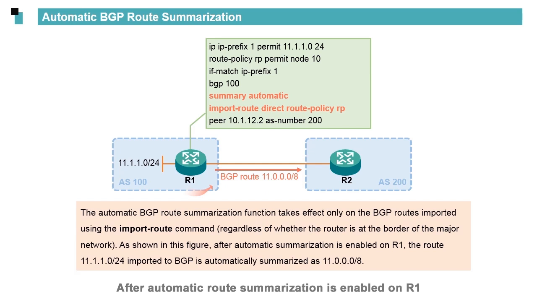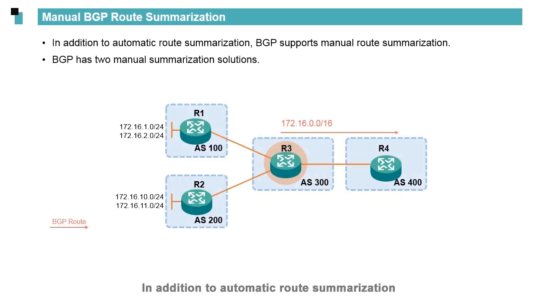After automatic route summarization is enabled on R1, the summary route 11.0.0.0/8, rather than the specific route 11.1.1.0/24, is sent to R2. In addition to automatic route summarization, BGP supports manual route summarization. BGP has two manual summarization solutions.